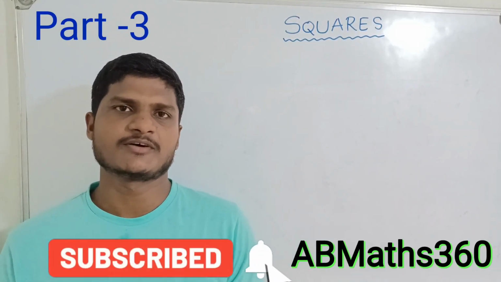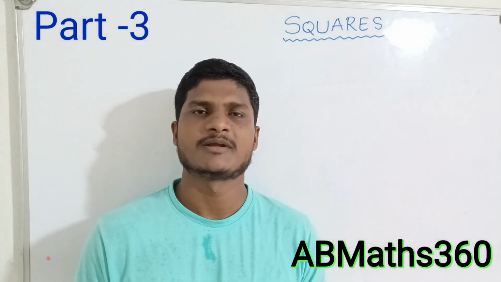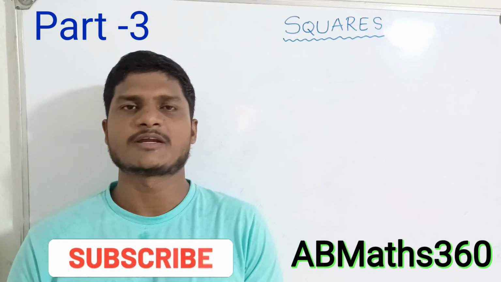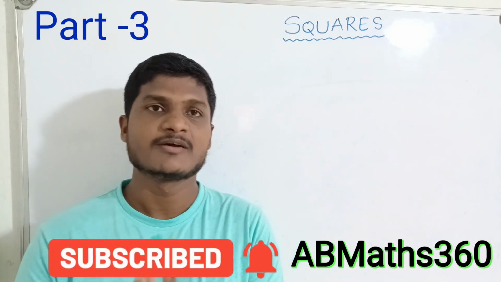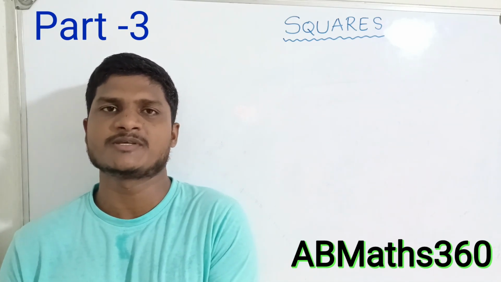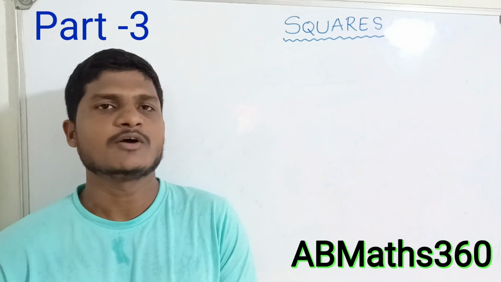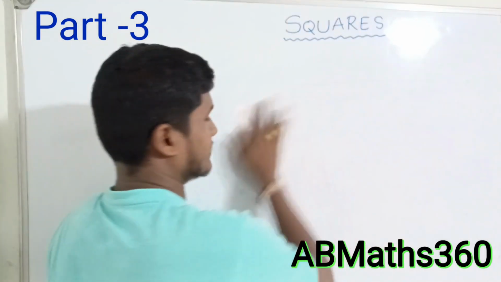In the last video, the part 2 video, we discussed squares, sums and tricks: 25 to 35, 35 to 75, 75 to 135. And we also learned the universal trick and a square to ab, b square also. In this video, we are going to learn a few more tricks.